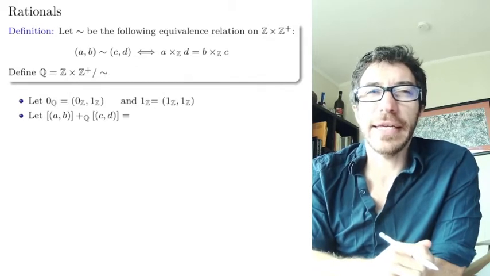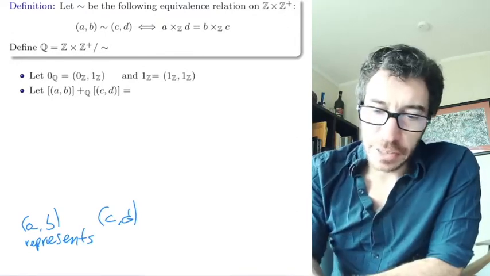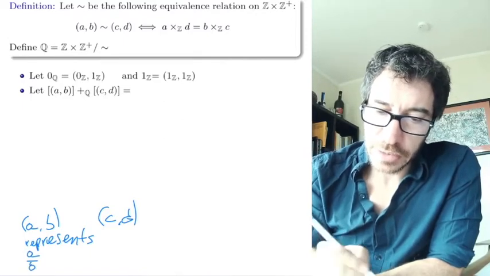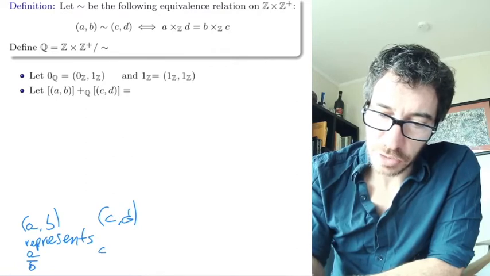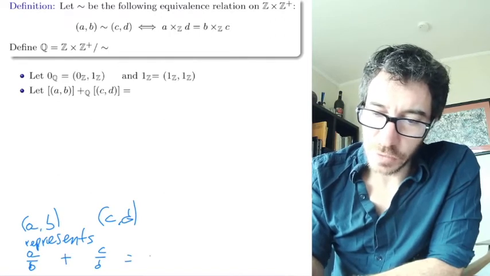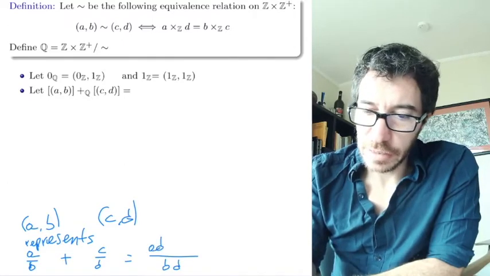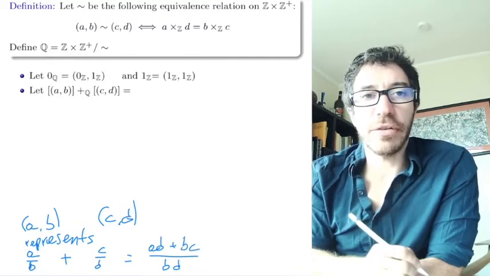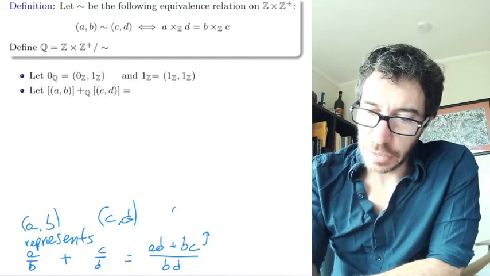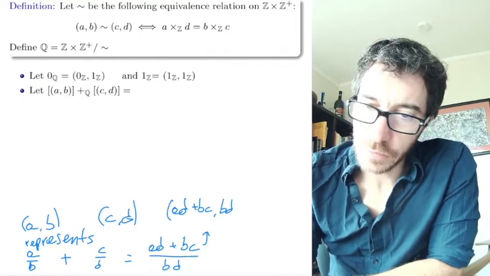Addition. How do we define addition? If you want to figure out what this formula should be, you use the intuition that the pair (a, b) represents a over b, and the pair (c, d) represents the rational c over d, which we don't have yet, but that's what we want in our minds. If you add these two, you're going to have to do a common denominator, and then on top you're going to have ad plus bc. That's how you add fractions. So this is going to be represented by the pair (ad + bc, bd). So that's what it is.